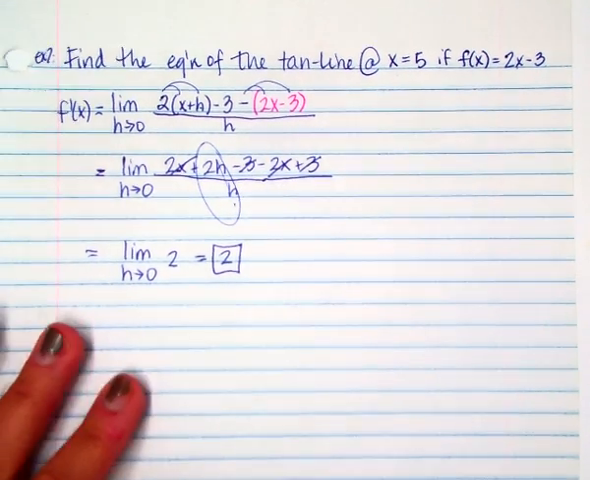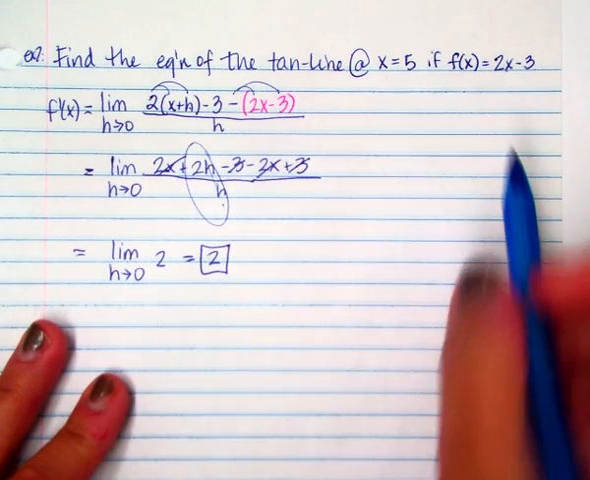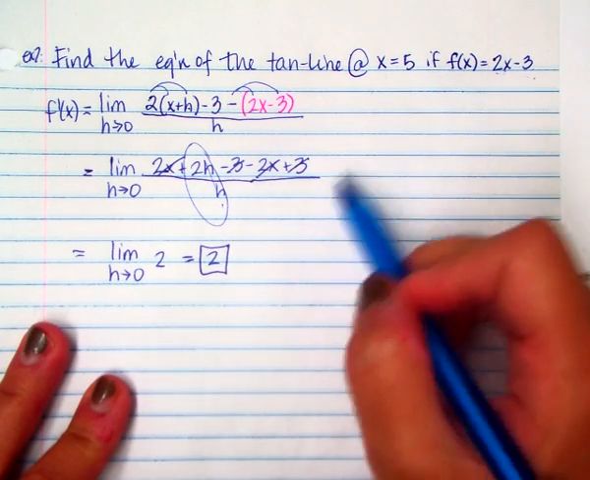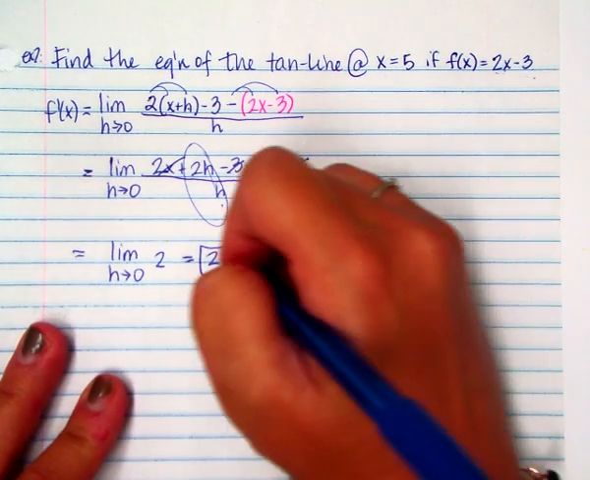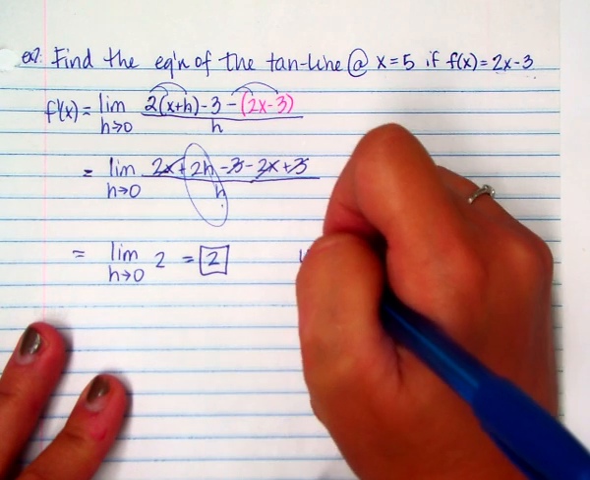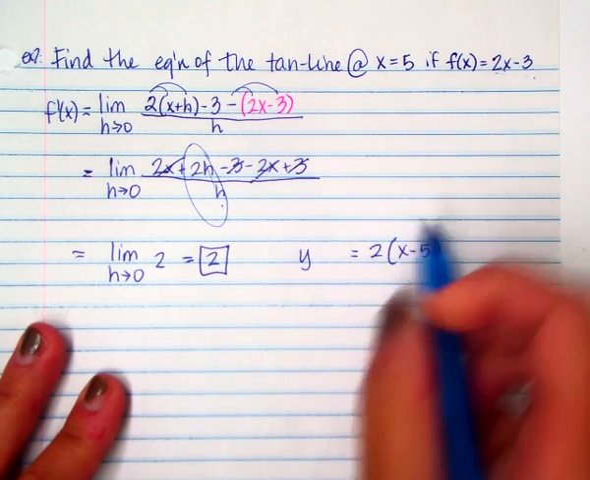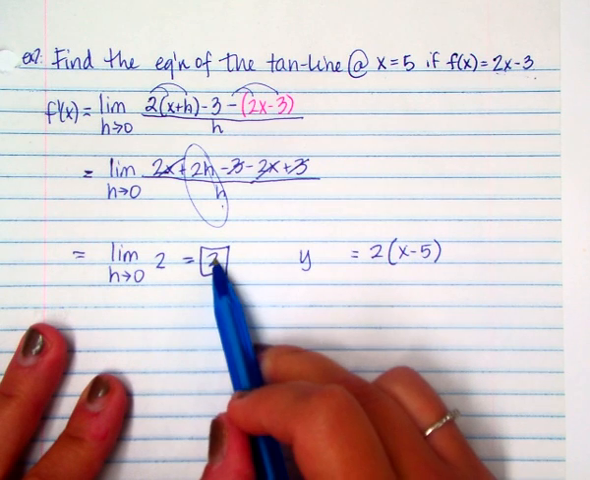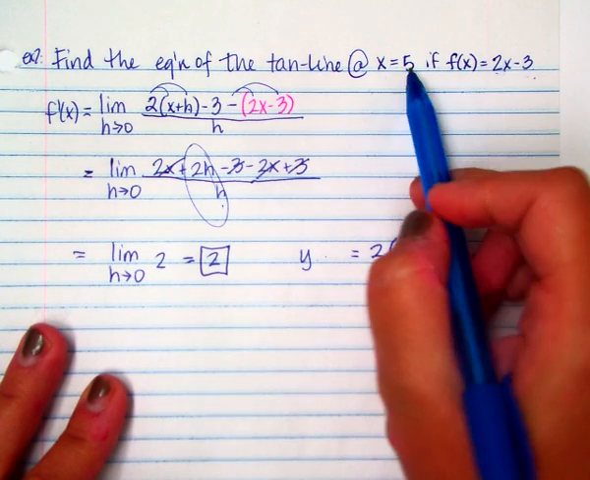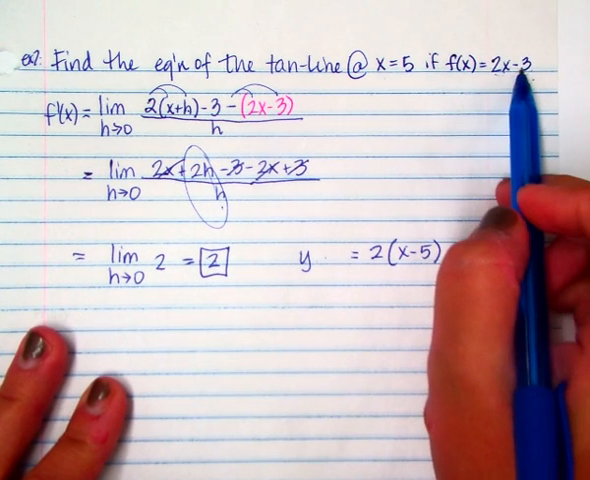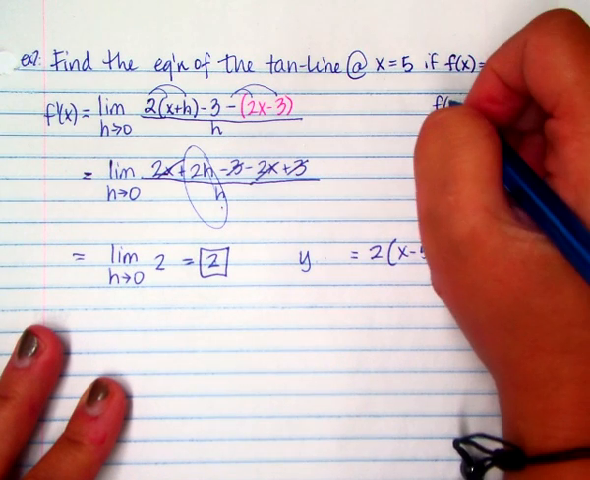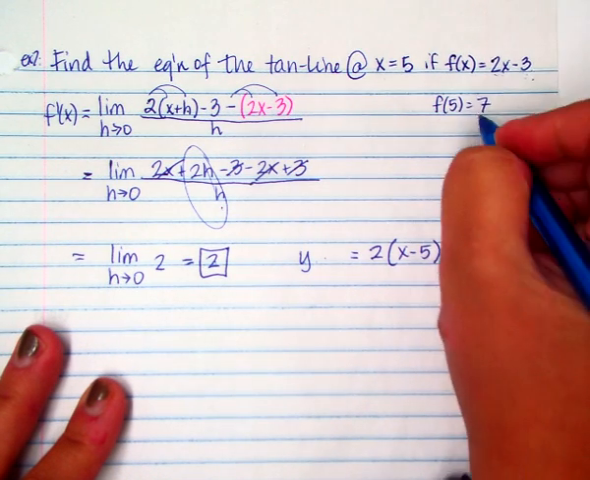Okay? So this is a linear function, so it's not very exciting. But let's use this slope. So I've got y equal to 2 times x minus 5. And then, of course, if I plug in 5 to this function, I get 10 minus 3, which is 7. So f of 5 is 7. And that's how I know what to put here.